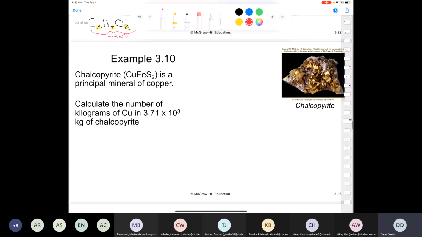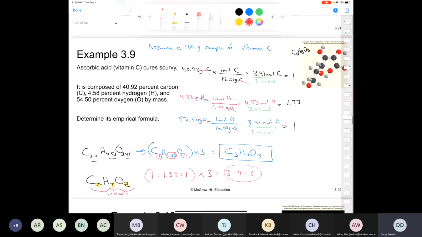Can I ask one question? Yeah, go ahead. So I was just assuming that you did the 3 because you had 3 different percentages. No, you can't do that. It's got nothing to do with that. You're just trying to take these 3 numbers right here and give the simplest whole number ratio.